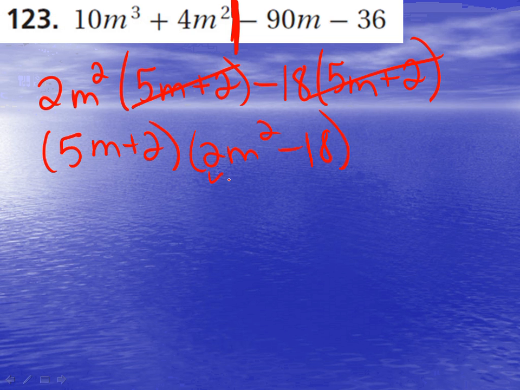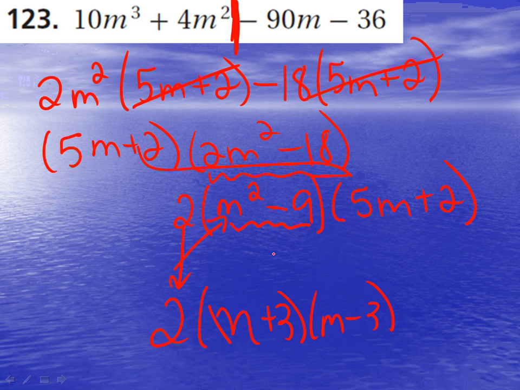I see a greatest common factor in here, so I'm going to take out a 2. And I'm left with m squared minus 9. I need to bring back my 5m plus 2. Now I see right here that this m squared is another difference of two squares. So I'm going to drop down my 2, change m squared minus 9 to m plus 3 and m minus 3, and bring down my 5m plus 2.